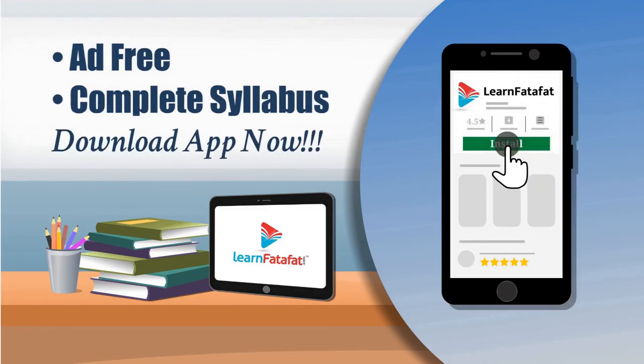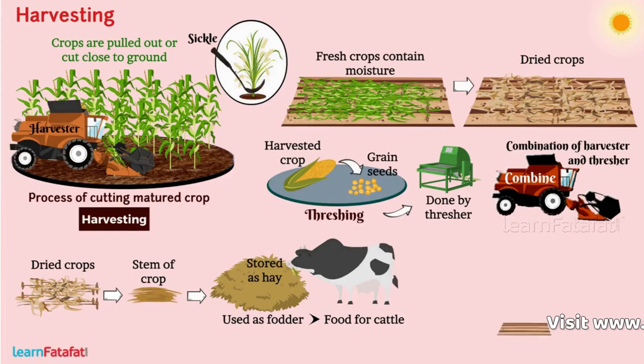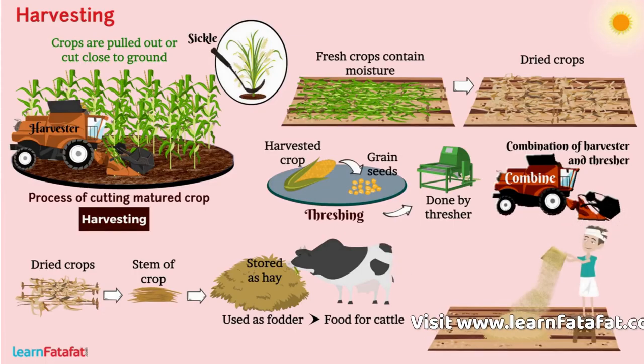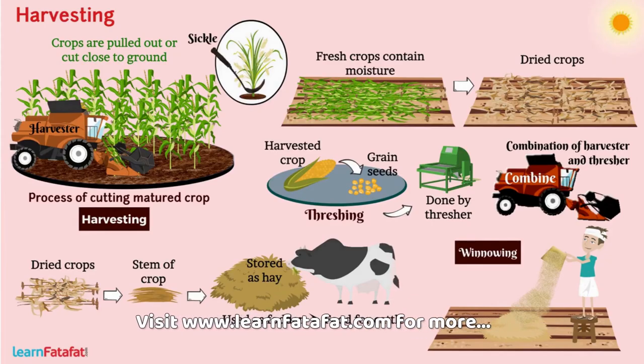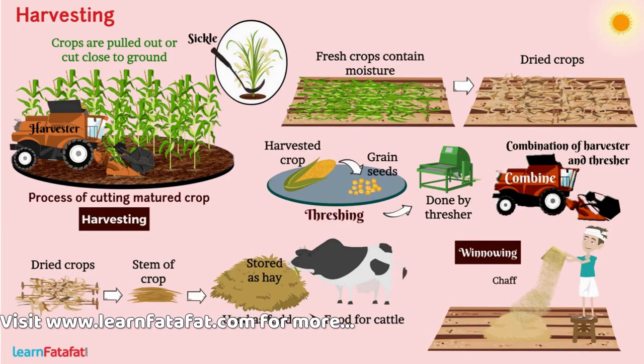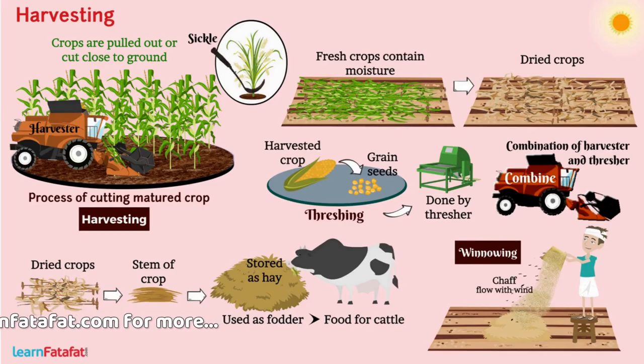Farmers with small holdings of land separate the grain and chaff by winnowing. The chaff, being lighter, flows away with the wind and falls away from the grains. Thus, grains are separated.